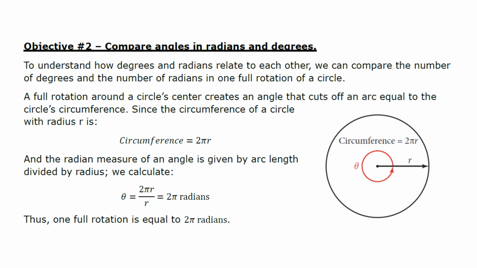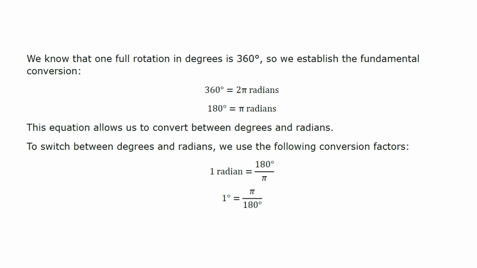So theta would be our arc length, which is our circumference 2 pi r, and then r is our radius, which is r. When we simplify by canceling out the r's in the numerator and denominator, we'll get 2 pi. So theta will equal 2 pi radians. So one full rotation is equal to 2 pi radians. We know that one full rotation in degrees is 360 degrees. So we establish the fundamental conversion: 360 degrees equals 2 pi radians.